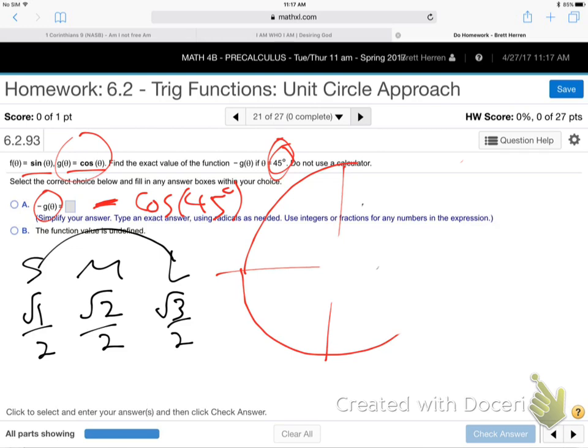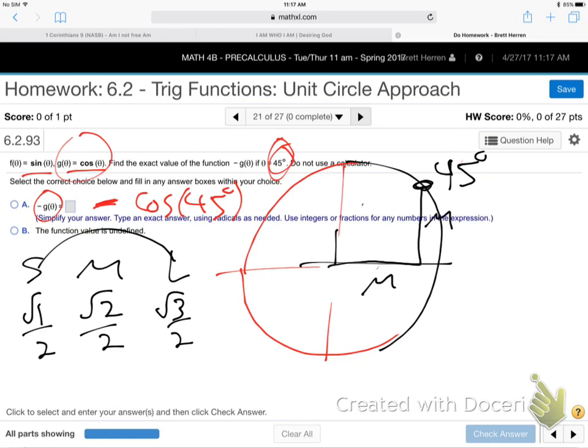So we're right in the middle at 45. So we're over medium, up medium, right in the middle. Medium always goes with medium, and that's root 2 over 2. It's easy to remember: root 1, root 2, root 3. And the root of 1, you don't even need the root, it's just 1. I'm just doing that to show the pattern. Root 1, root 2, root 3, all over 2.